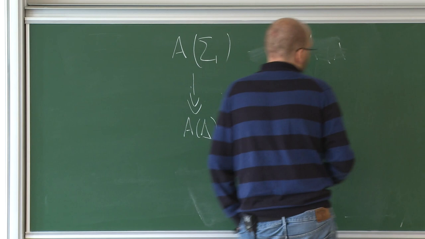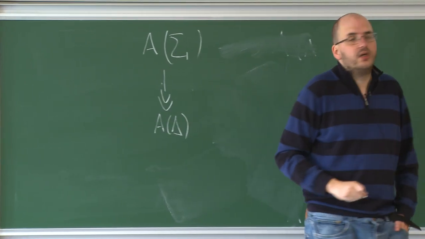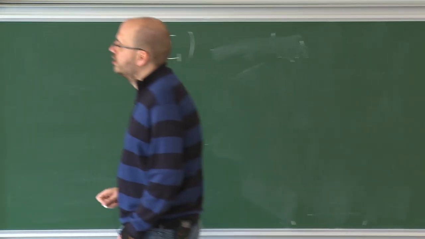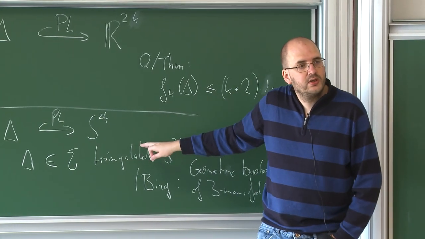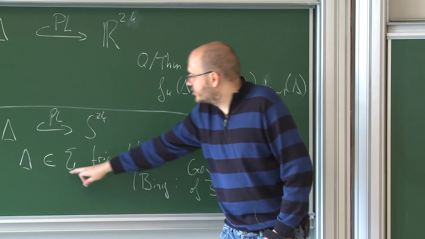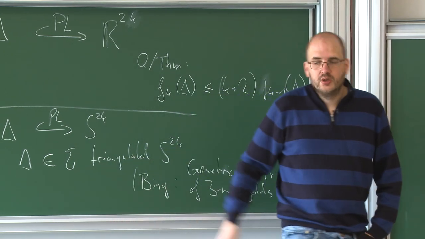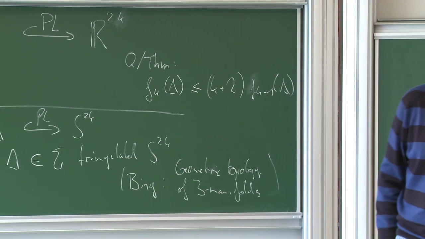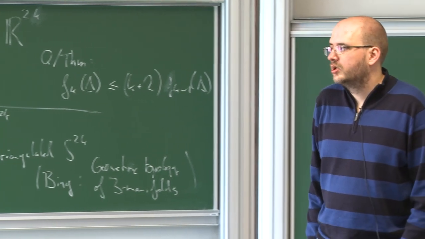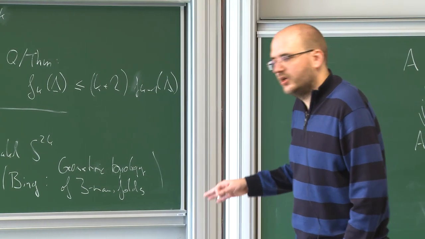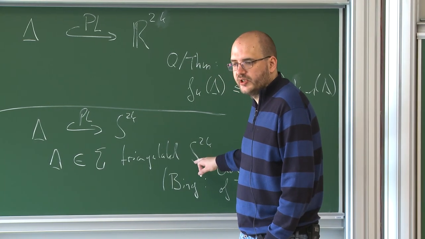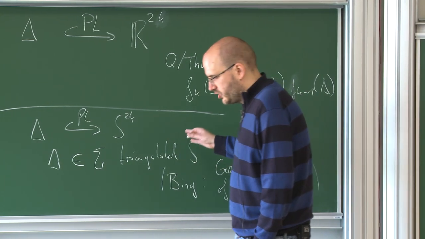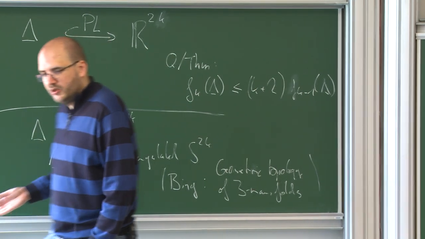All right. So here, what was delta? Any simplicial complex that embeds into the 2k sphere. And I extended it to a triangulation, a simplicial complex which is PL equivalent to a sphere. Actually, it doesn't have to be. I don't actually care whether this is PL equivalent. It can be just a triangulation, a non-PL triangulation.